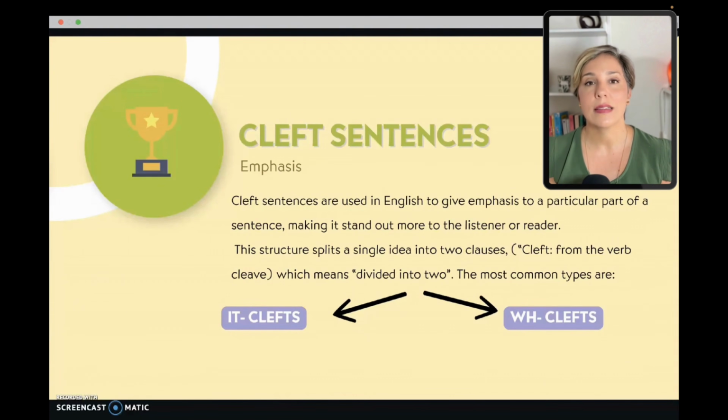And cleft sentences are divided into two different groups. You can have the sentences that begin with it, and also the sentences that begin with a WH word, for example, what, when, where, etc. Let's take a look at them.